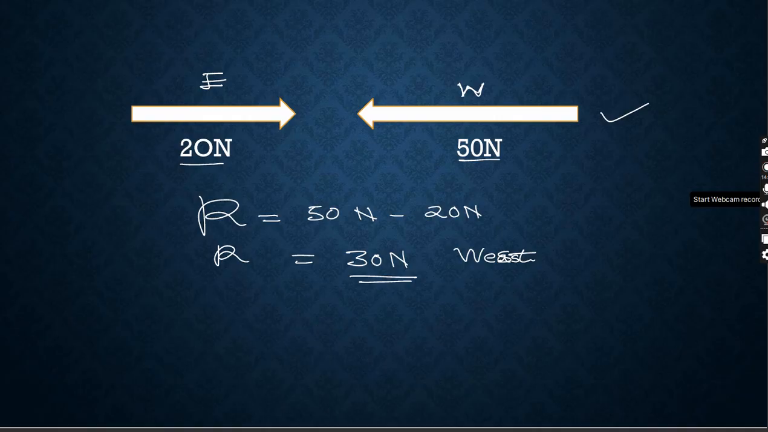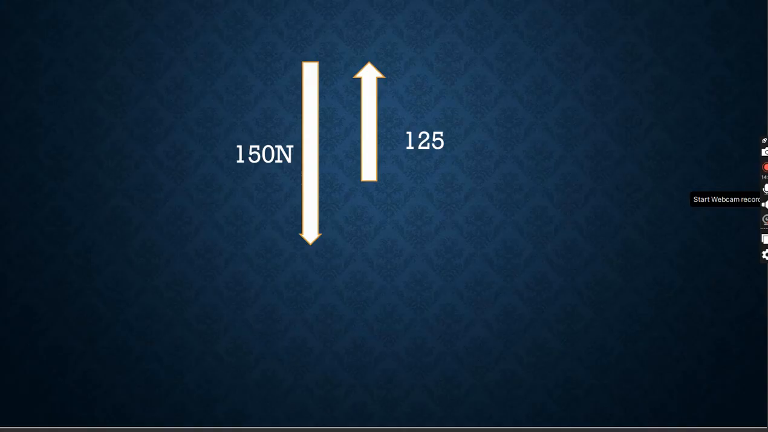Okay, so we move. What about these two vectors? As usual, these vectors are parallel. As you can see, this one is moving south and this one is moving north. This one is a 150 Newton vector and this is a 125 Newton vector there.